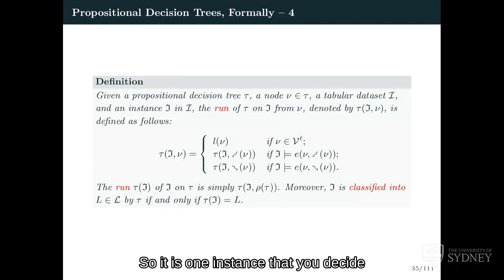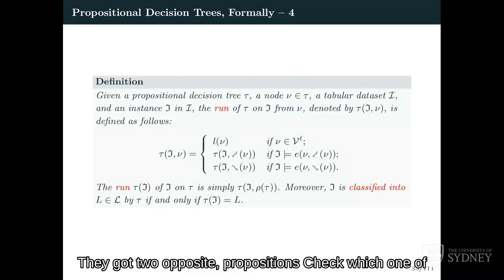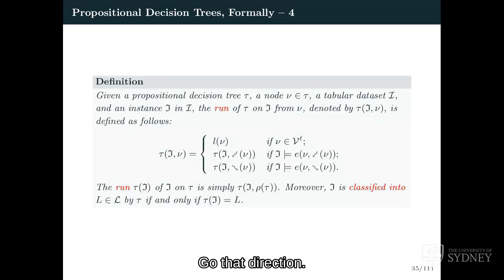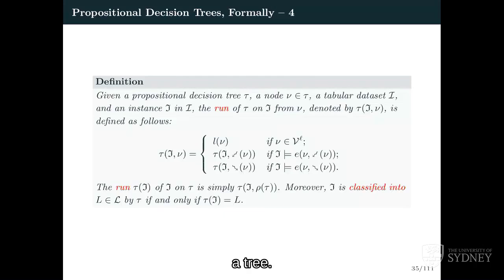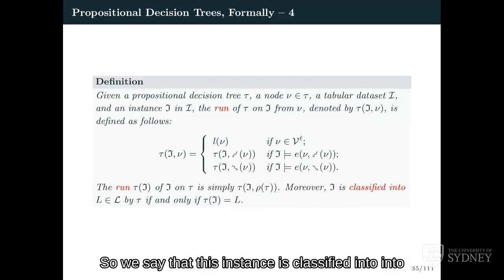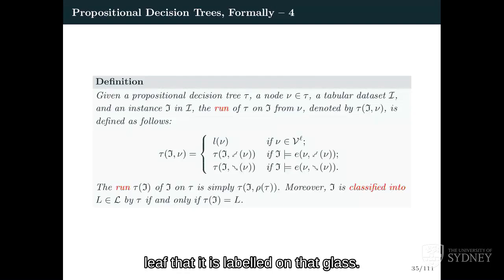So it is one instance that you decide whether or not it is true on whether or not this decision is true. As you observe, you are on a node. You check the left child and the right child. They have two opposite propositions. Check which one of them is true. Go in that direction. And so this is the run of one instance onto a tree. So we say that this instance is classified into a specific class if the run brings you to a leaf that is labeled with that class.